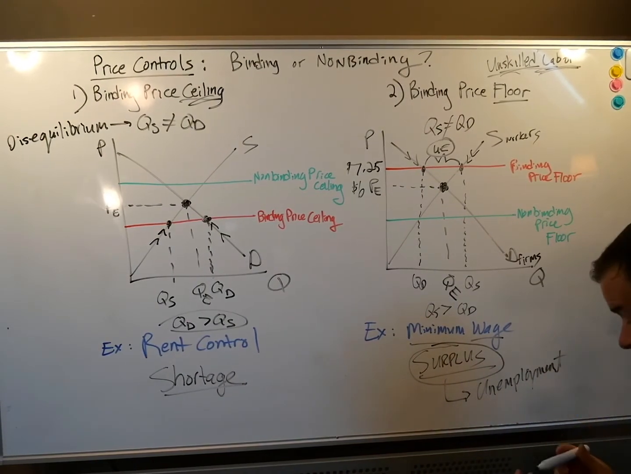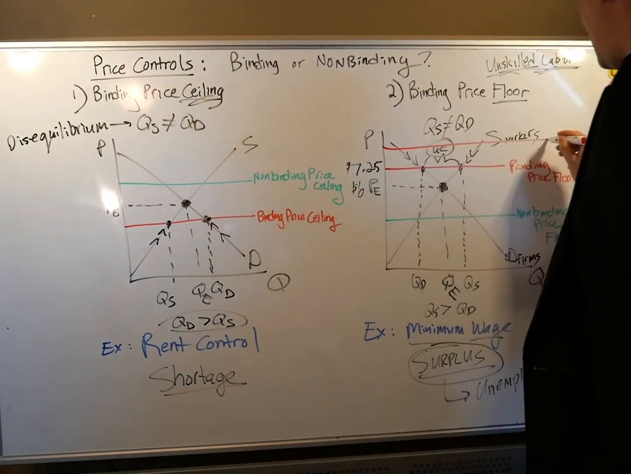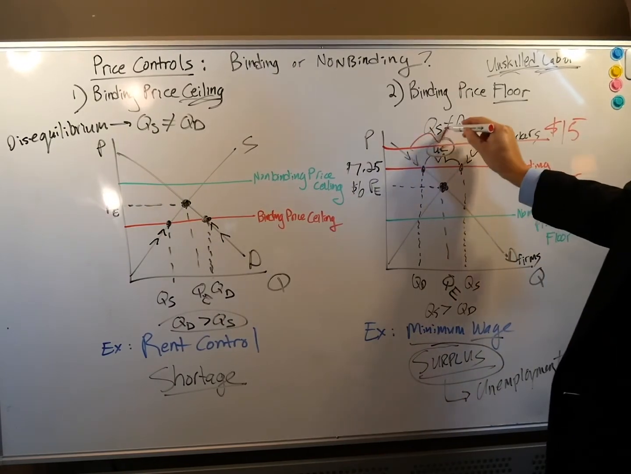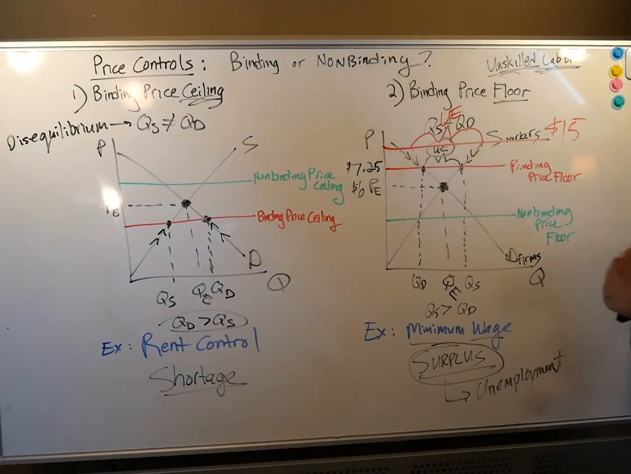Now you exacerbate the situation when you go federally and say, hey, you know what? You know what we should do? We should make it $15 an hour. What happened to unemployment? Boom, it got bigger. You just exacerbated the problem.